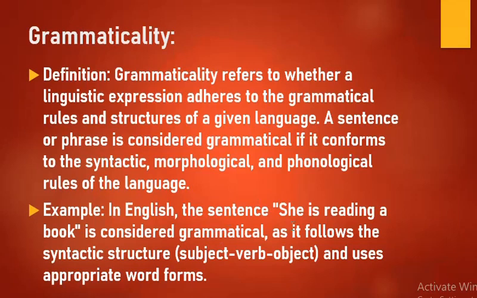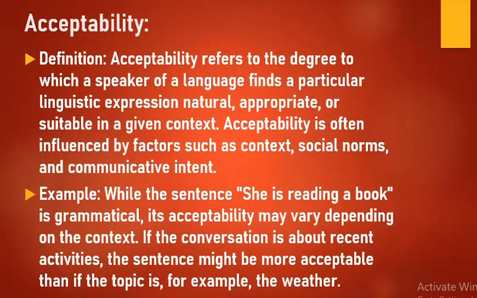Okay, so see the examples. She is reading a book. Okay, this is considered grammatical as it follows the syntactic structure, subject, verb, and object, and it uses appropriate word form. So this is a sentence which is grammatical. And now what is acceptability? Acceptability refers to the degree to which a speaker of a language finds a particular linguistic expression natural, appropriate, or suitable in a given context.